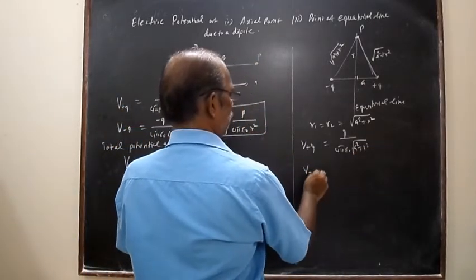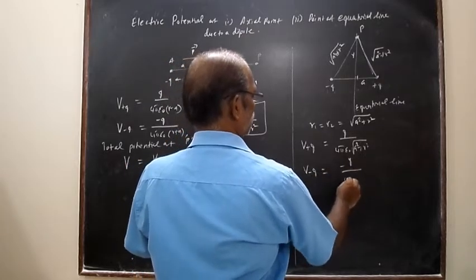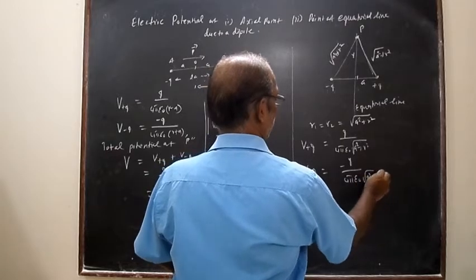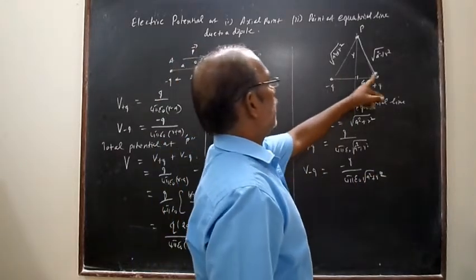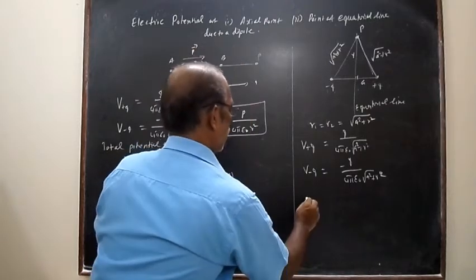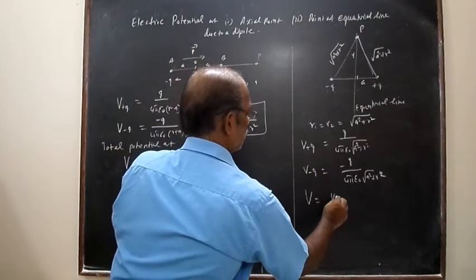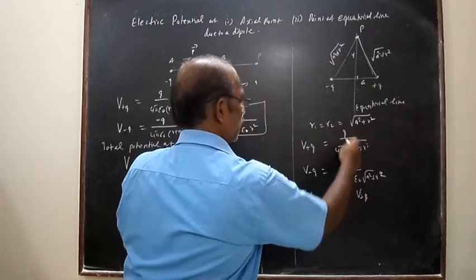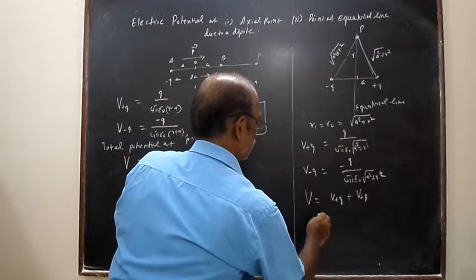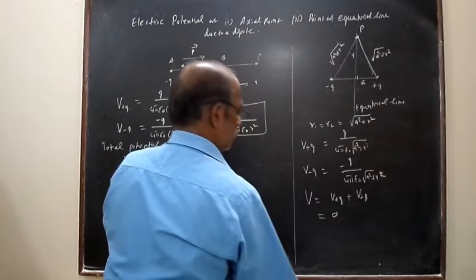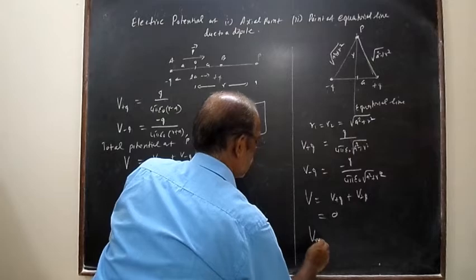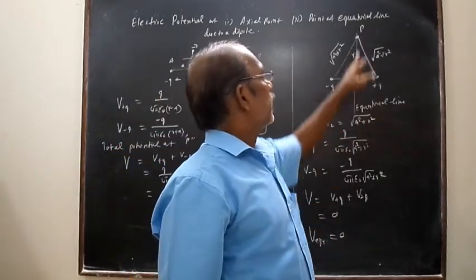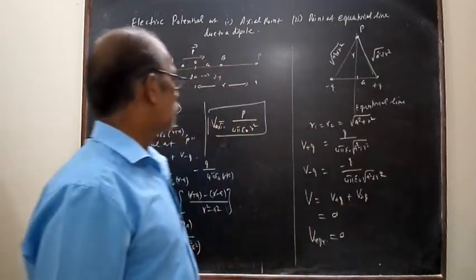and V due to minus Q is minus Q by 4 pi epsilon naught root of A square plus R square. The net electric potential at a point on the equatorial line, V, equals V due to plus Q and V due to minus Q. Both are equal and opposite in sign, meaning the total value is 0. So V at the equatorial point is 0; potential at any point taken on the equatorial line must be 0.